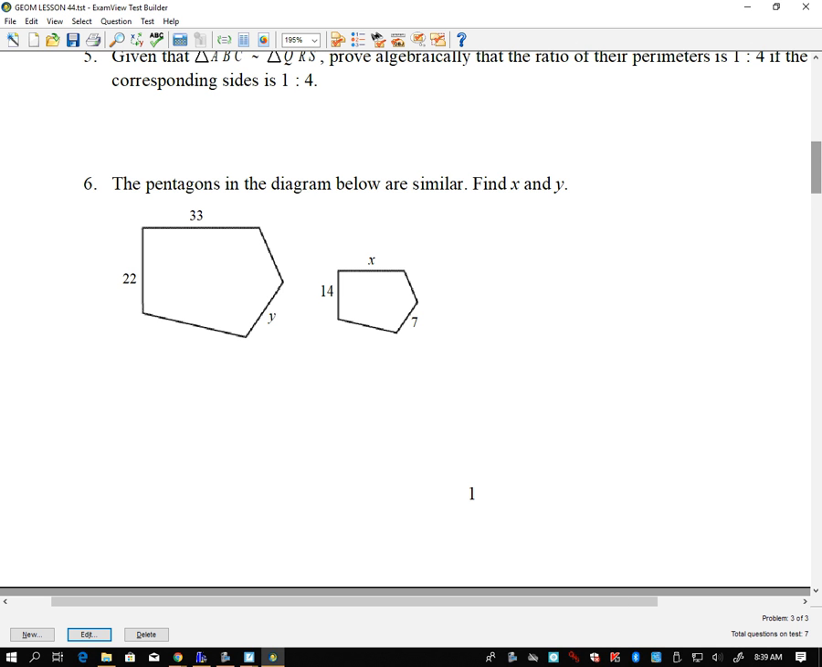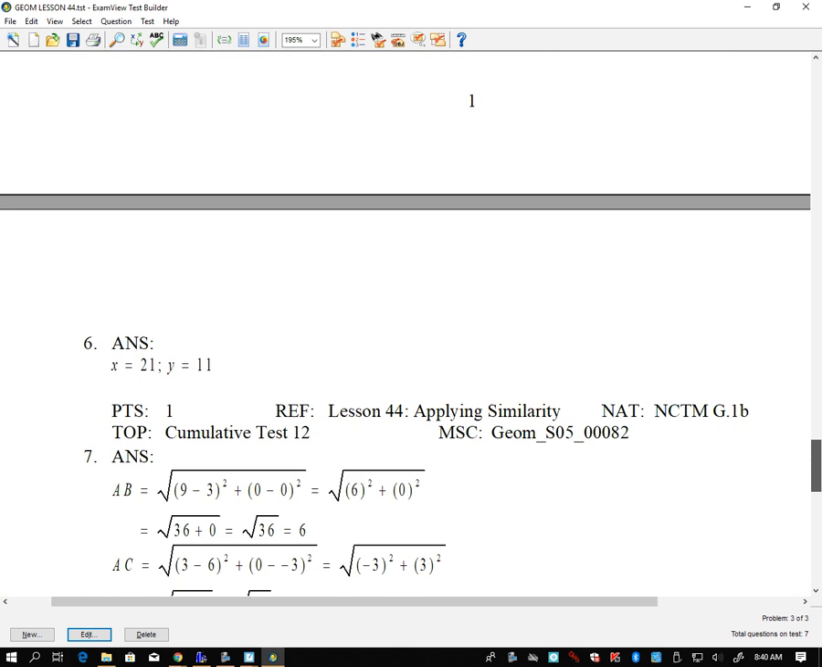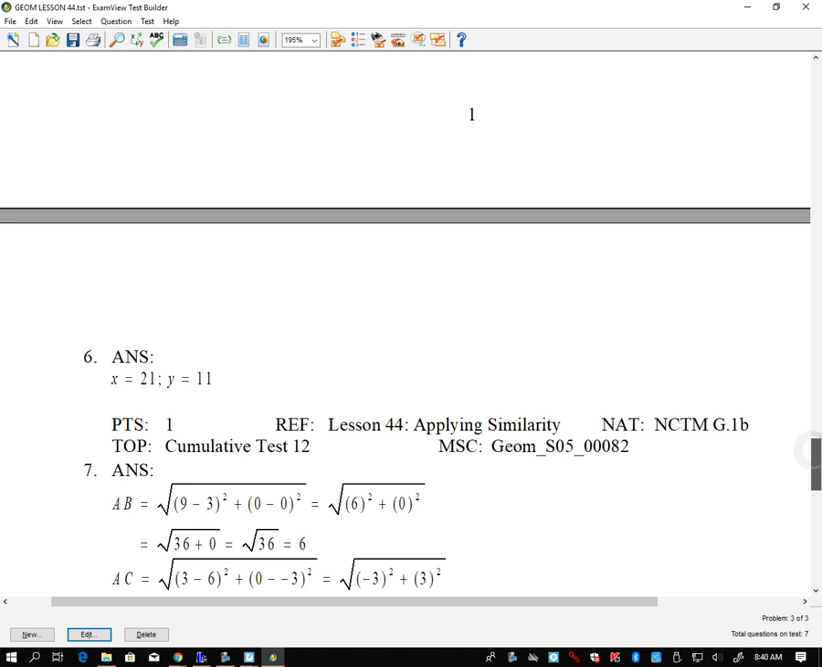And to find Y, you're going to do 33 over 22. Or sorry, no, you're going to do 14 over 7 equals 22 over Y. So 22 times 7 divided by 14 is 11. Okay, let's come down and check number 6. 21 and 11. Was that what you had?